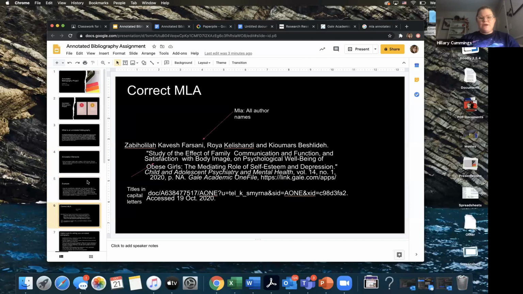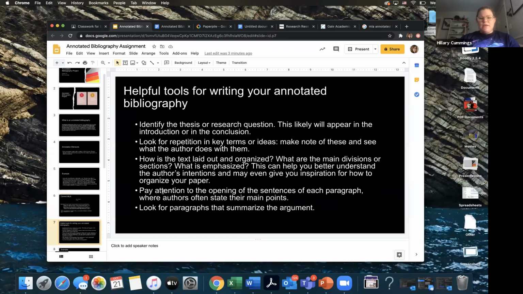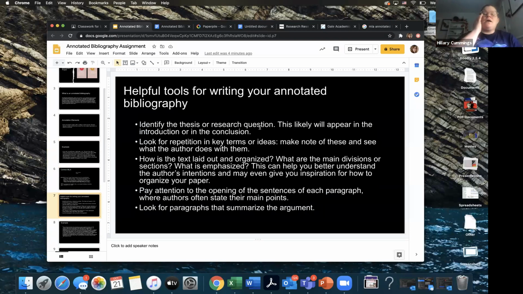So I talked to you about where the author name should be, and gave you a correct MLA citation format so that you can see that. And then some helpful tools. Remember, identify the thesis or research question. This is going to be in either the introduction or the conclusion. It also might be in the very first part, the abstract. Look for repetition and key terms or ideas, and make note of these and see what the author does with them. How is the text laid out? What are the divisions? It can help you understand the author's intentions. It can even give you inspiration for how to organize your scholarly research post.